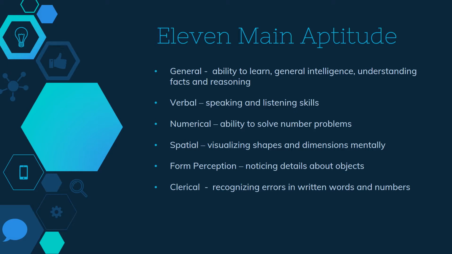11 main aptitudes. General: ability to learn, general intelligence, understanding facts and reasoning. Verbal: speaking and listening skills. Numerical: ability to solve number problems. Spatial: visualizing shapes and dimensions mentally. Form perception: noticing details about objects. Clerical: recognizing errors in written words and numbers.